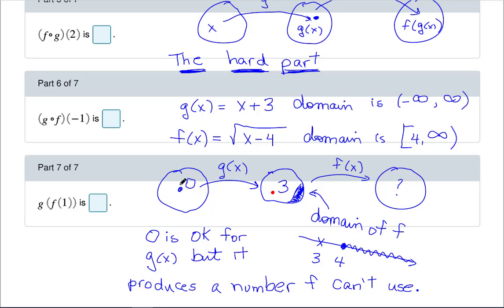So that would mean 0 would not be a part of the composition. And again, this is just some knowledge for you to use about the difficulty in composition and looking for the domains.